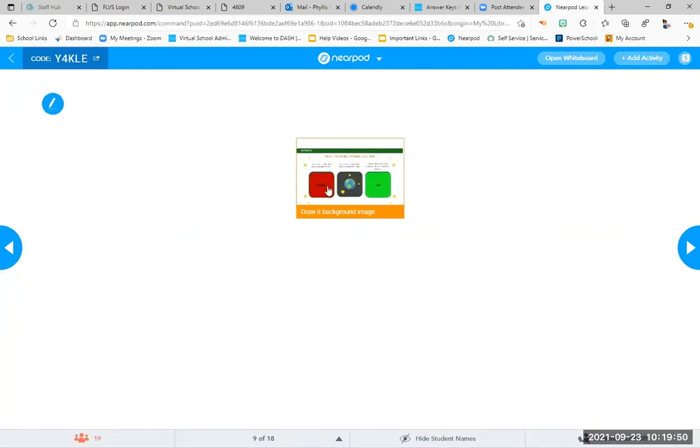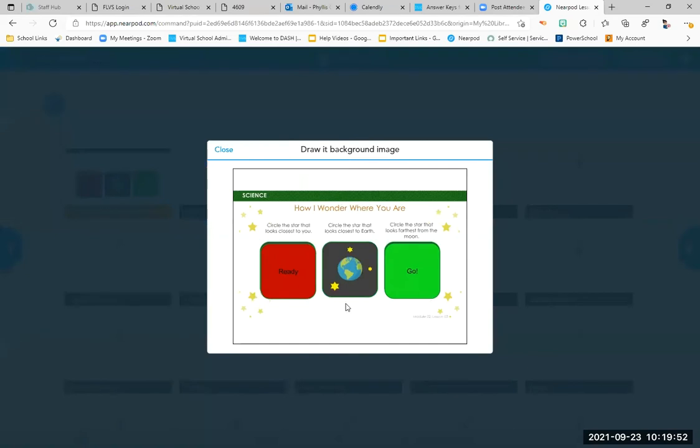Let's do the second one. Now, you're on Earth. You're standing there. It's nighttime. You're out in your backyard. You look up. Which star appears the closest to you from Earth?